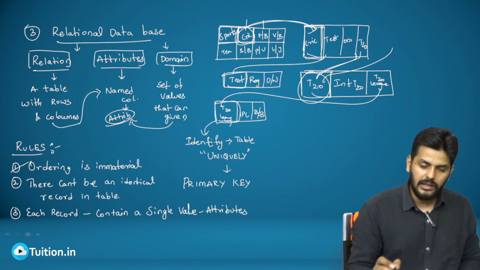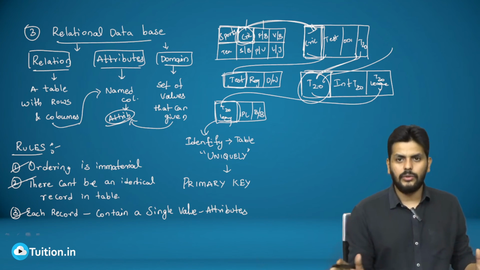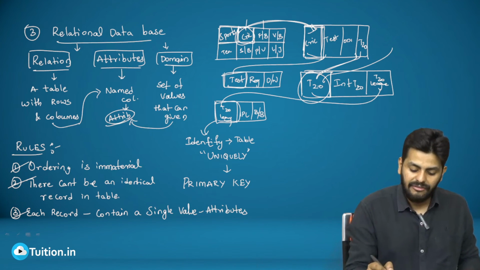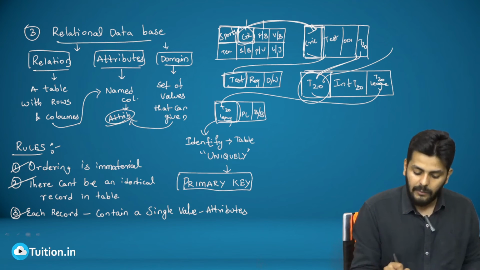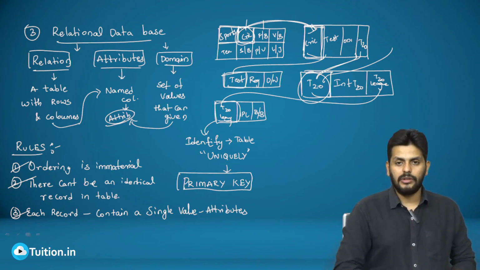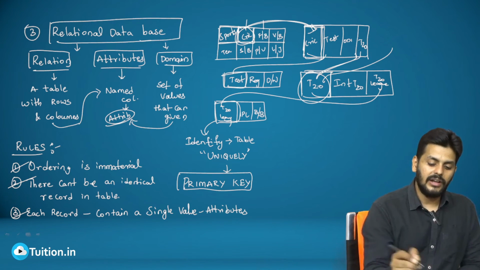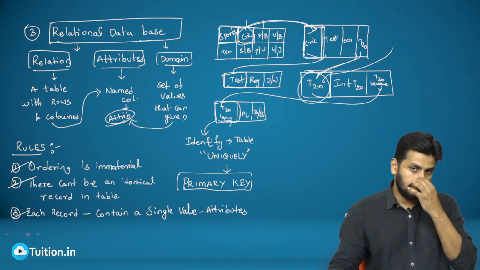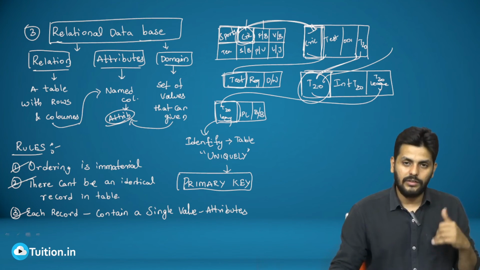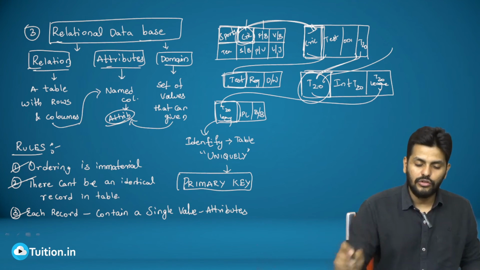Three things. One, ordering is immaterial. Two, there can't be an identical record, and each record should contain only a single value. And the most important thing is every table is identified using what is called a primary key. I hope everybody understood this concept, because a lot of people never try to make an attempt to understand this, and either learn it blindly by heart or ignore it. So please, once again, I'm taking a minute to remind you about three words: relation, attributes and domain.